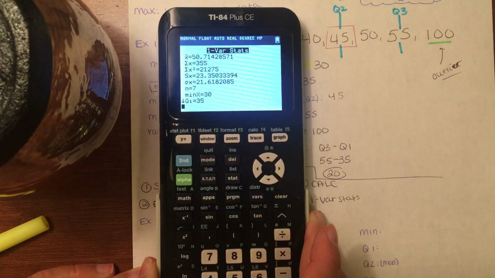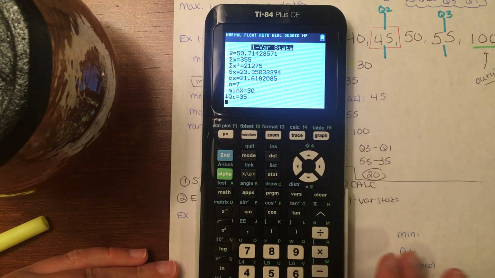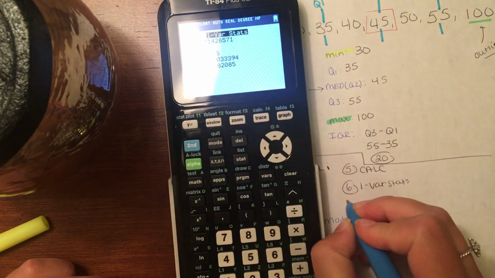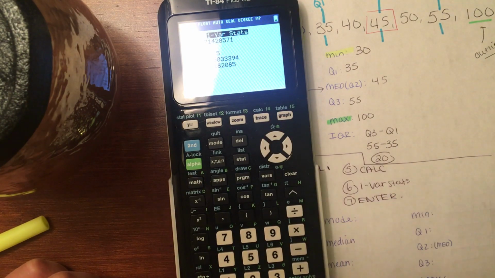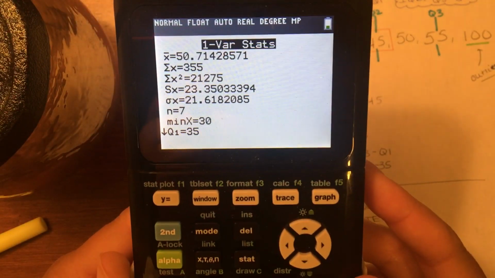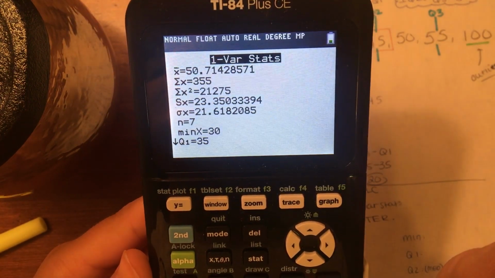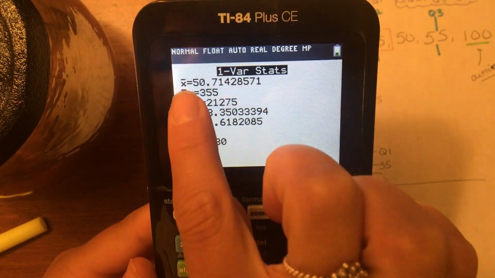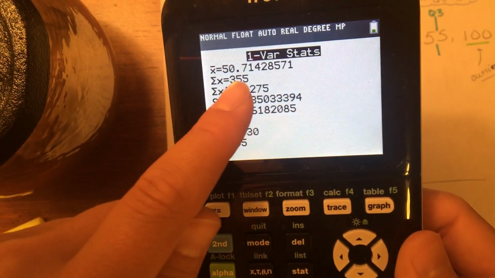Okay, now we have to talk about what all this means. And there's a glare, which is not great. Okay, so one var stats, and then step 7 is enter. Okay, so let's talk about what some of these crazy symbols are. We're only going to be looking at one of them for right now. And what I want you to look at is the x with the line above it. Notice 50.7, that should ring a bell.